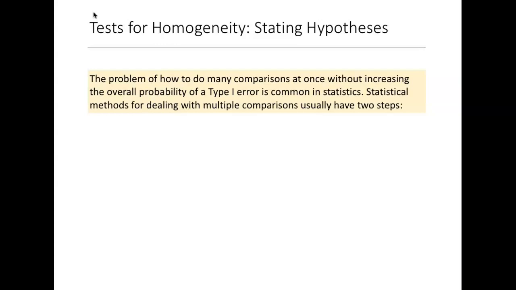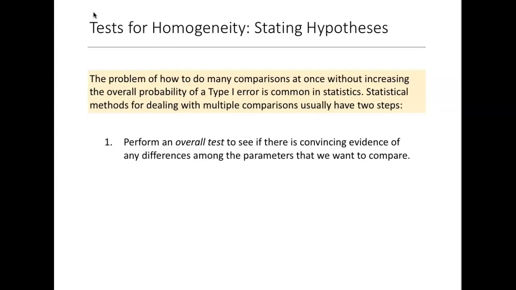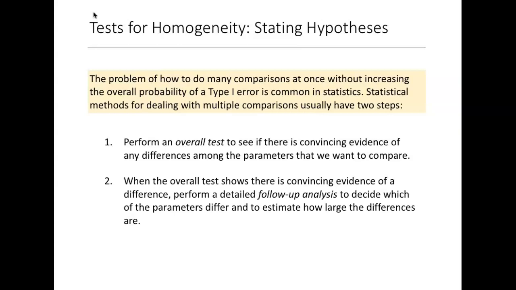We've come up with methods for dealing with multiple comparisons, and they have two steps. First, we run an overall test to see if there's convincing evidence of any differences among the parameters that we want to compare. Then if there is evidence of some difference, we can do a detailed follow-up analysis, just like in the goodness of fit test, to decide which of the parameters differ and to estimate how large the differences are.